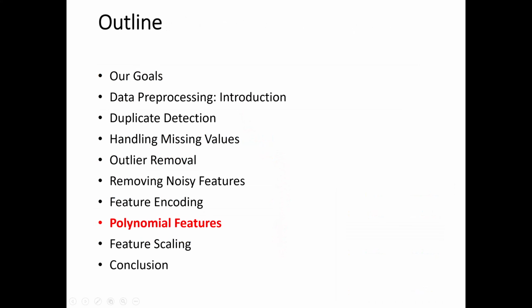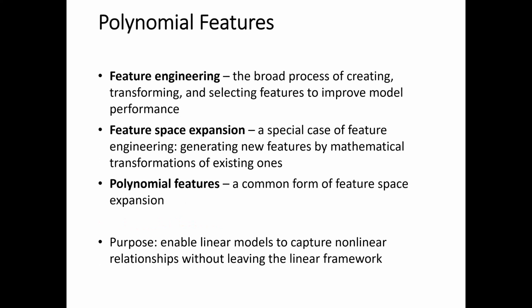Let's move on to the next very important topic in machine learning, polynomial features. Let's first introduce a few definitions. Feature engineering is the broad process of creating, transforming, and selecting features to improve model performance. For example, we can create a new feature age based on an existing feature date of birth.